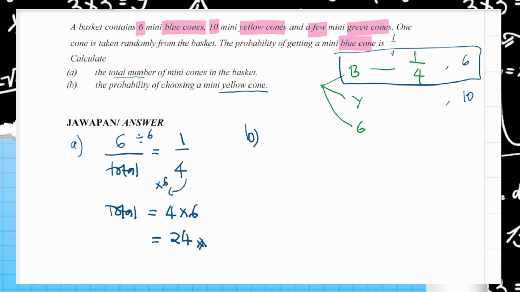For this one, if you see the scheme given for the question in the Malay version, we want to find the probability of choosing a mini cone that is not yellow. So for not yellow, since this one is for yellow, just 1 minus 5/12. So you will get 7/12.